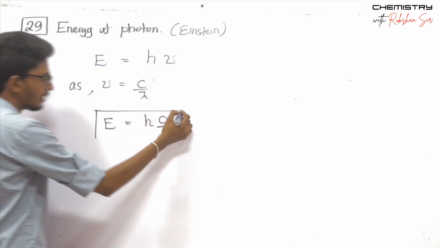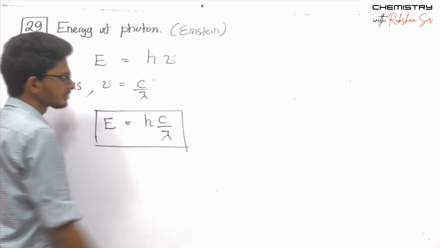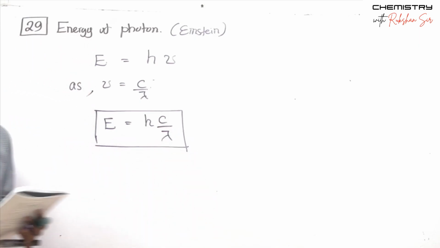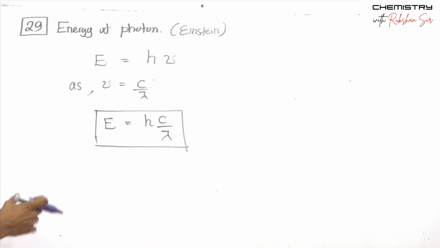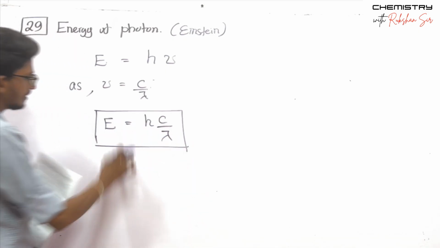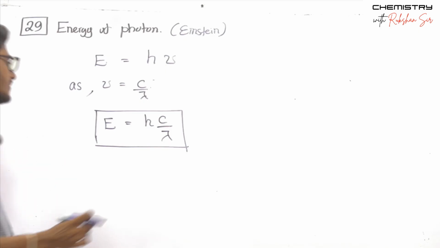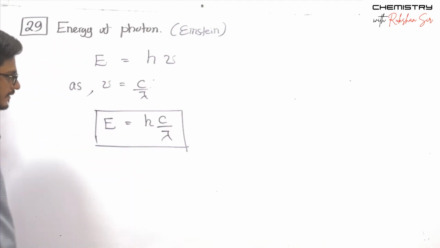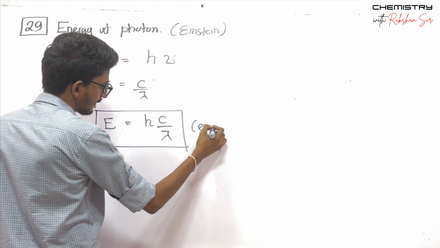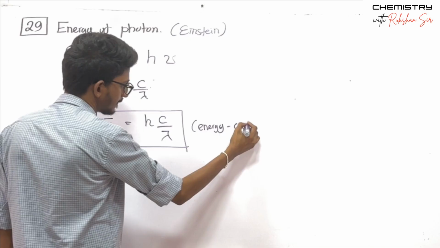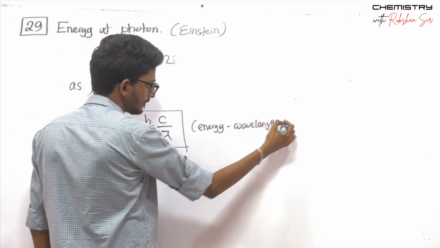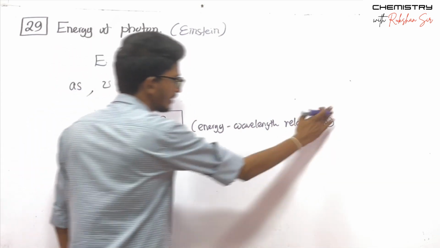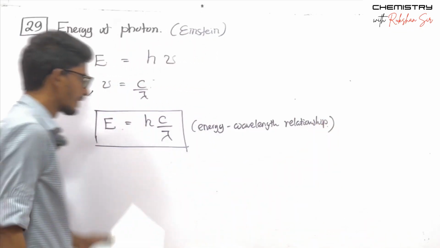So E is equal to hc/λ can be used to find the energy when the wavelength is given. Energy of a photon can be found when the wavelength is given with the use of E equals hc/λ. This is referred to as the energy wavelength relationship. Just apply the numbers to this equation to come up with the energy of a photon with the given wavelength.